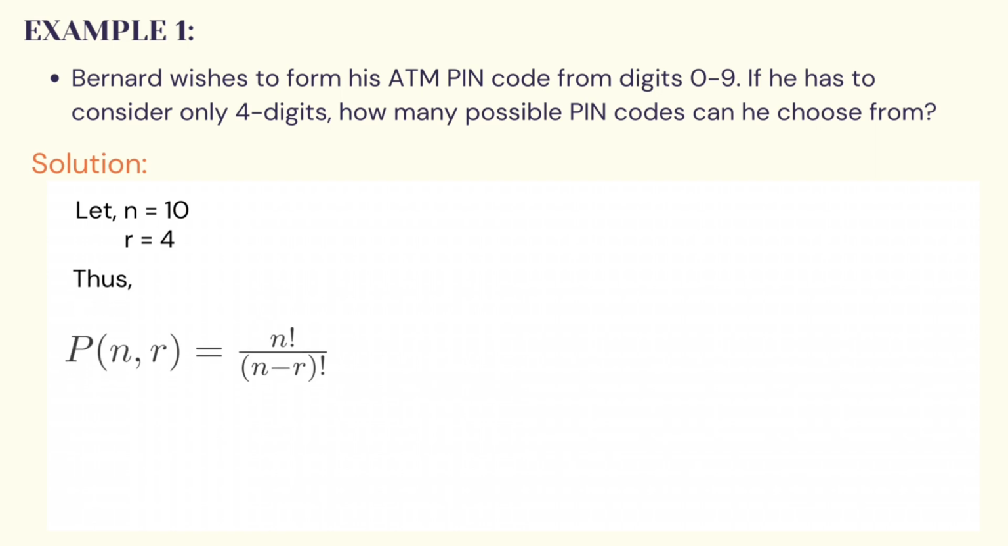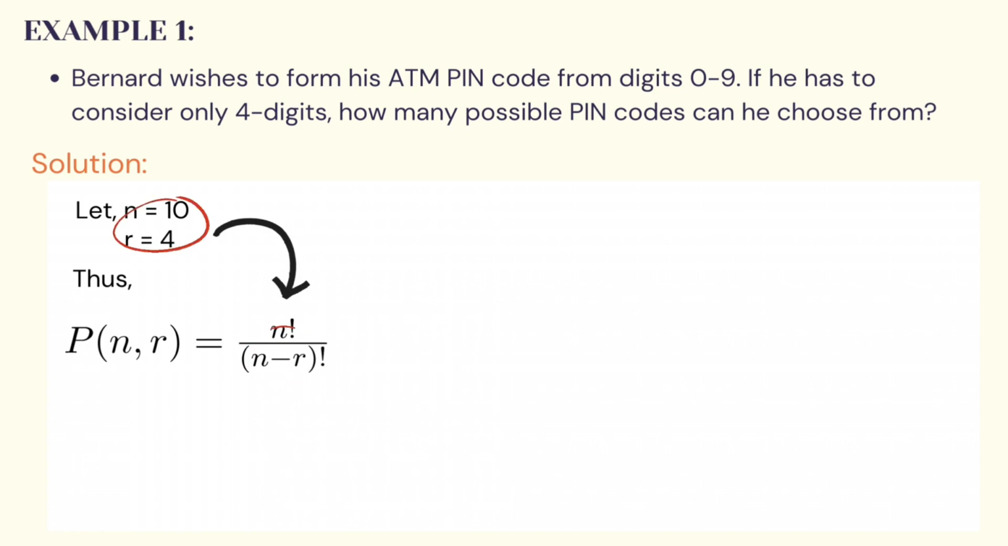Apply the formula P equals n factorial all over the quantity n minus r quantity factorial. By substitution, substitute the variable n with 10 and r with 4. We will have P equals 10 factorial all over the quantity 10 minus 4 quantity factorial. Get the difference of the value in the denominator. 10 minus 4 is equal to 6. So, we will have 10 factorial all over 6 factorial.